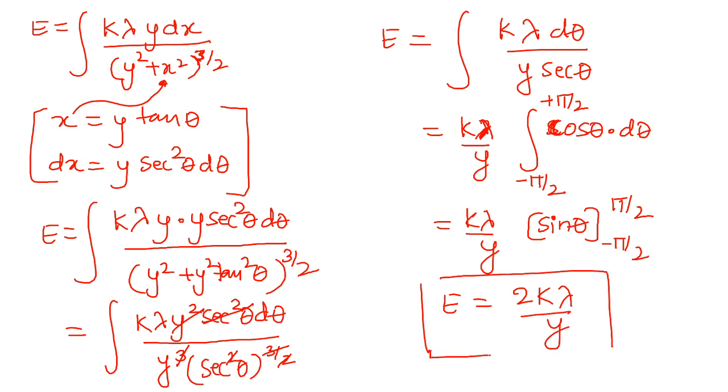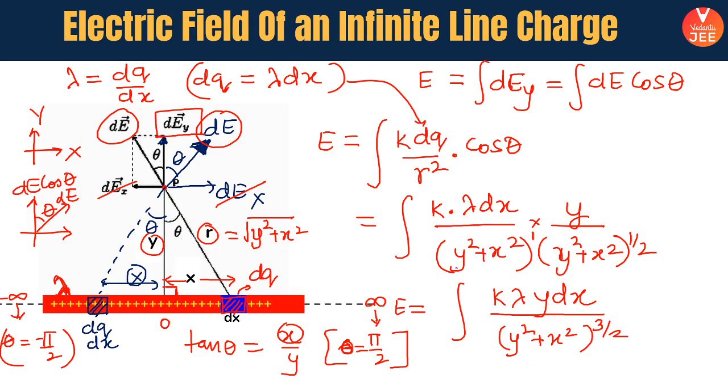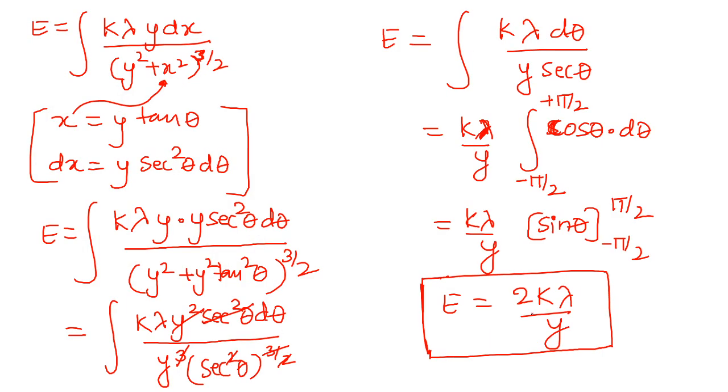And this, my dear friends, is the result of the electric field's expression because of a straight conducting wire, or you can say not even a conducting wire, it's basically an infinitely long charged wire or a rod or a thread. Because of that, at a distance y from it, the electric field comes out to be 2k lambda by y, where lambda is the charge density of the charge which is present on your continuous charge rod. Okay guys, I hope you were able to understand this.